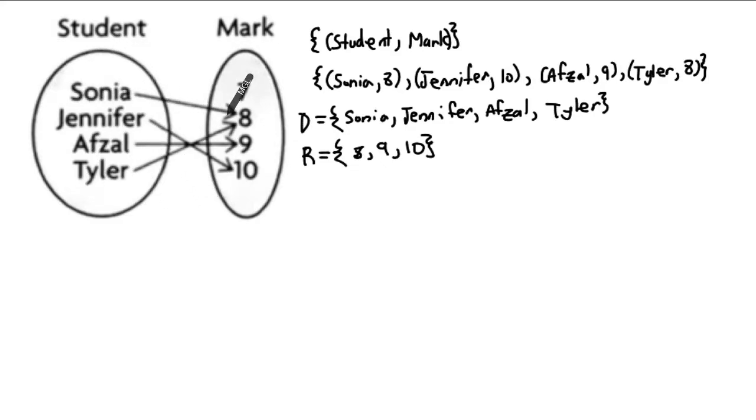Sonia has only 1 mark, which is corresponding to 8. And Jennifer only has 1 mark, which is 10. Afzal, which is 9. And Tyler, which is 8. So what that means is this relation is a function.